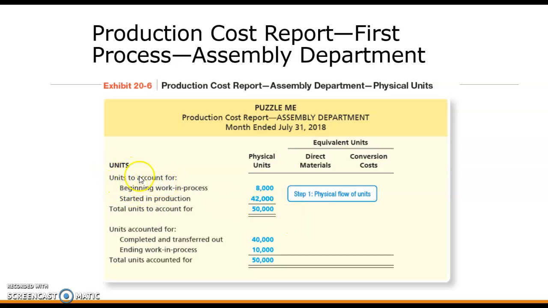So we show the units that we need to account for, which is the beginning 8,000 units, plus the 42,000 we started from scratch, which is a total that we need to account for of 50,000. Then the units that we do account for, the ones we transferred out, 40,000 units, the ones that are still left in our department, 10,000, those added up to 50,000, which equals what we needed to account for. Okay, so we've taken that information that we calculated, we've now put it into the physical units column of our production cost report.